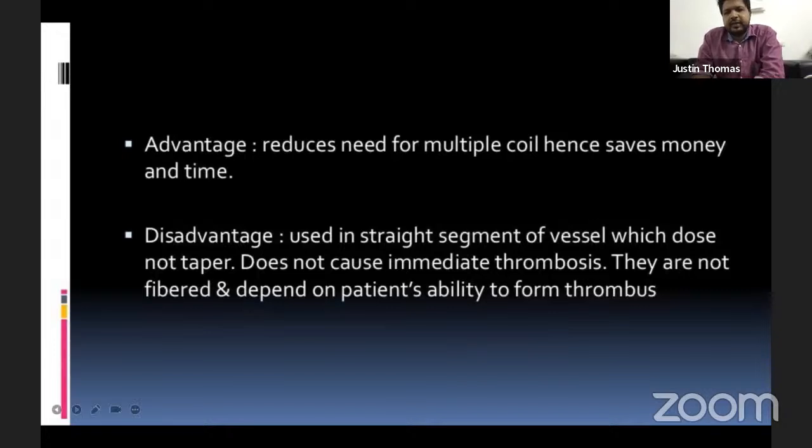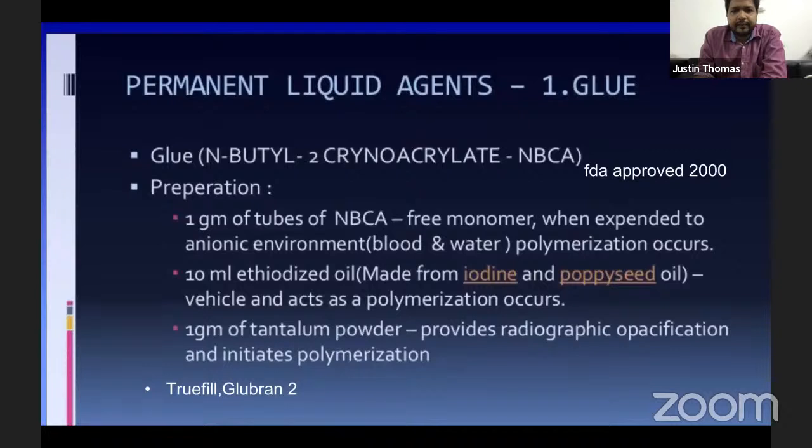So this can occlude a large vessel, thereby reducing the need for multiple coils, so as to reduce the cost and procedure time. But it should be used in a straight segment of vessel, and it does not cause immediate thrombosis. So they depend on the patient's ability to form clot. So it is not advised in coagulopathies.